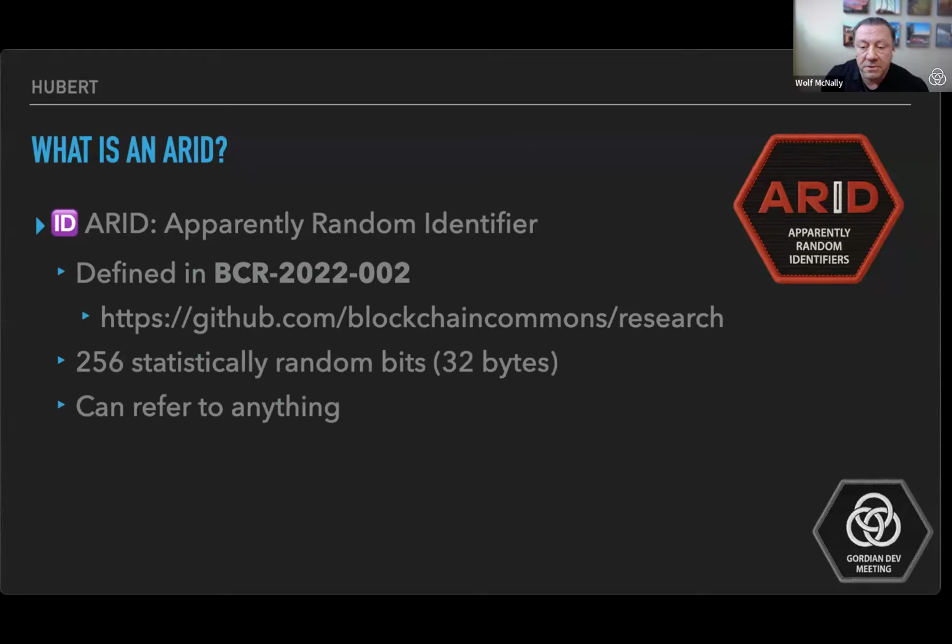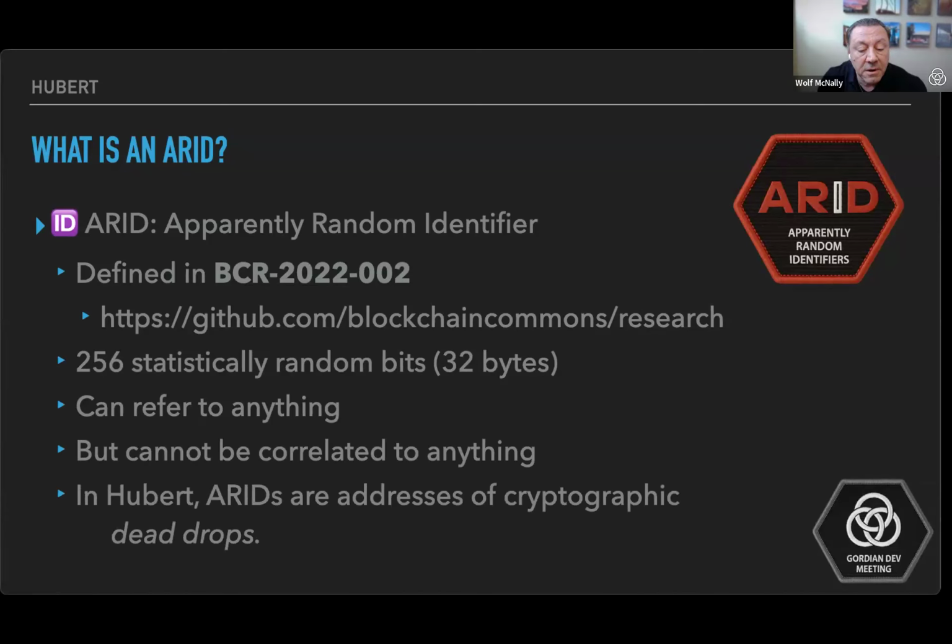And they can refer to anything. They're generally designed to be identifiers for some referent, but they cannot be correlated to anything because they're statistically random relative to that. And so, in Hubert, ARIDs are addresses of cryptographic dead drops. So just a little thought about the scale of ARIDs, 256 bits. If you're familiar with UUIDs, you're familiar with the idea that if two people generate UUIDs, or in this case ARIDs, there's an astronomically small possibility of them ever colliding, and so they're generally considered collision proof.